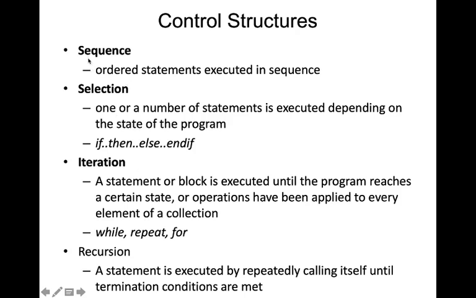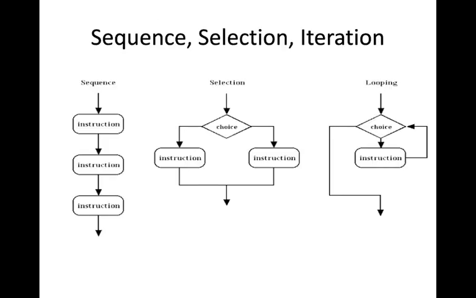There will be a sequence of statements, that is, statements executed one after the other. Then selection statements will be there, where we specify some condition. If the condition is true, we will execute this thing. If it is false, we will execute something else. Then iteration is something that will be repeatedly executed. These are the three things. When we learn flowcharts, we will understand this diagram. We will be learning flowcharts in the next lecture.